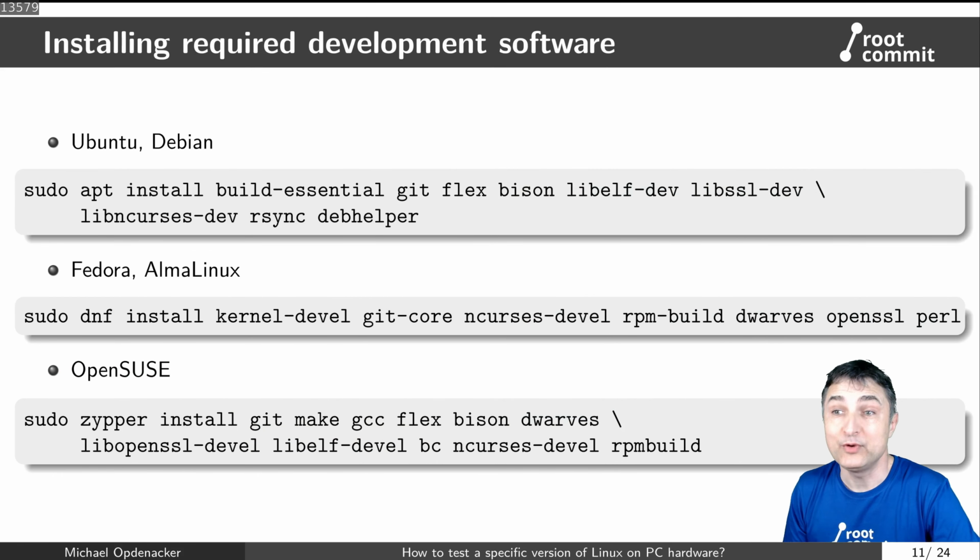Then, you have to install development packages, typically compilers, Git, Make, and other tools and libraries needed to fetch the kernel sources, to build them and sign them. I'm showing here the exact packages you should install for the three types of distributions.